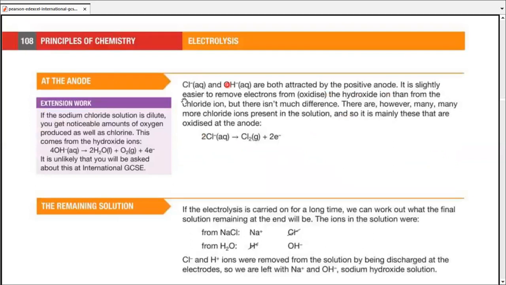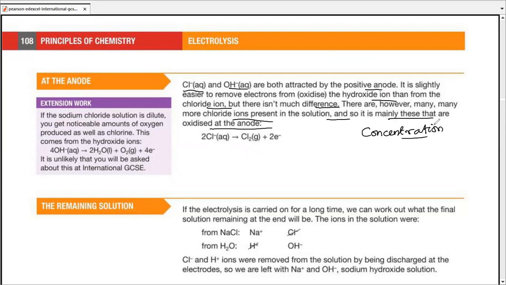Let's discuss what happens at the anode. Now, there are again two ions, the chloride ions and the hydroxide ions, and both are attracted to the positive end. It's slightly easier to remove electrons from the hydroxide ions than from the chloride ions, but there isn't much difference. There are, however, many more chloride ions present in the solution, so it is mainly these that are oxidized at the anode. So it really depends upon concentration.